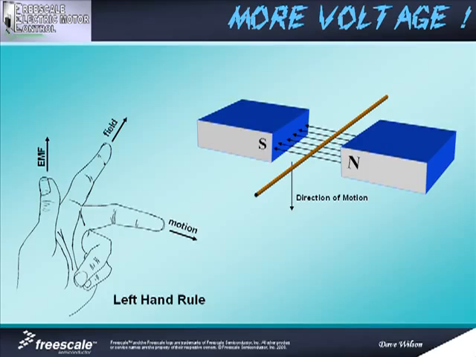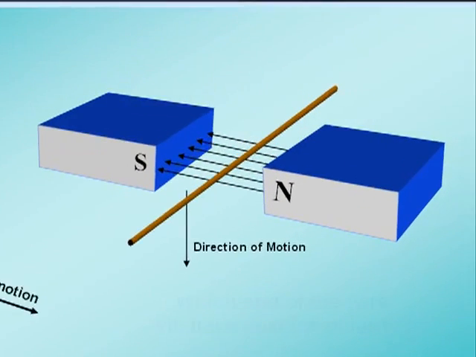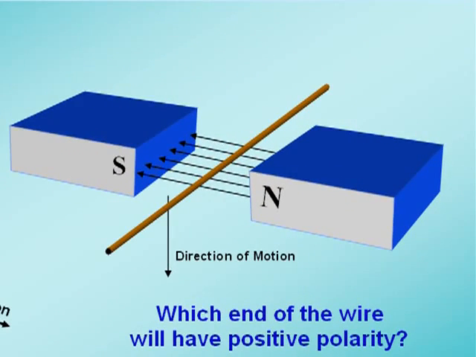So try this for yourself and see what happens. Take your left hand and line up your index finger to point in the direction of the magnetic field. Okay, now without changing the direction your index finger is pointing, make your middle finger point down, which is the direction of motion. Which way is your thumb pointing? If you did everything correctly, it should be pointing at the back end of the wire. This will be the positive end of the wire.